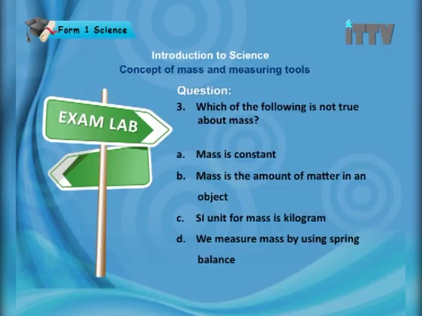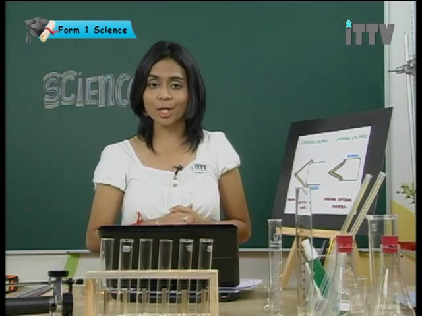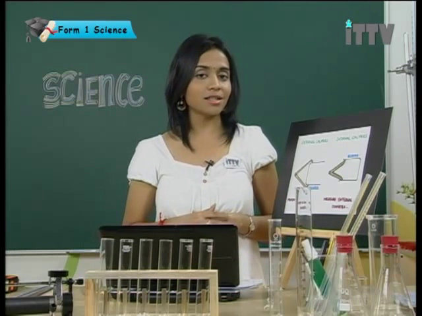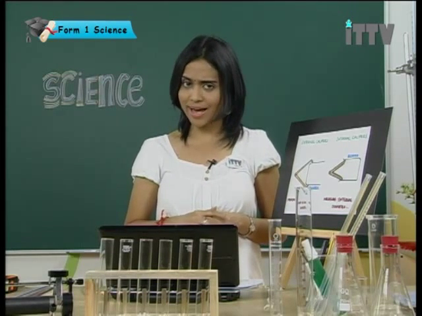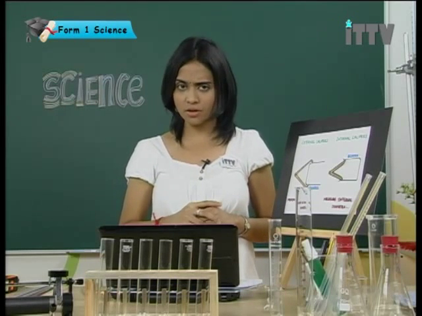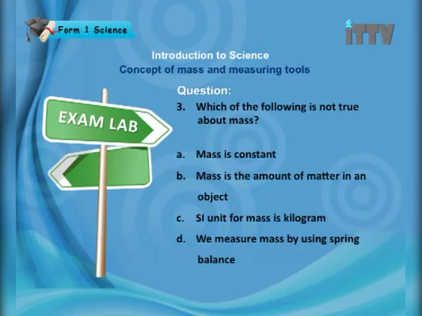Would you agree with me if I say that mass is constant everywhere? That is because mass is actually the amount of matter in an object. So automatically the answer option B is also correct. So you have to decide, students, whether C or D, which is the correct answer. So let's see. The correct answer is D. We measure mass by using spring balance. But that is not true about mass. What do we use spring balance for? To actually measure weight of an object, not the mass.